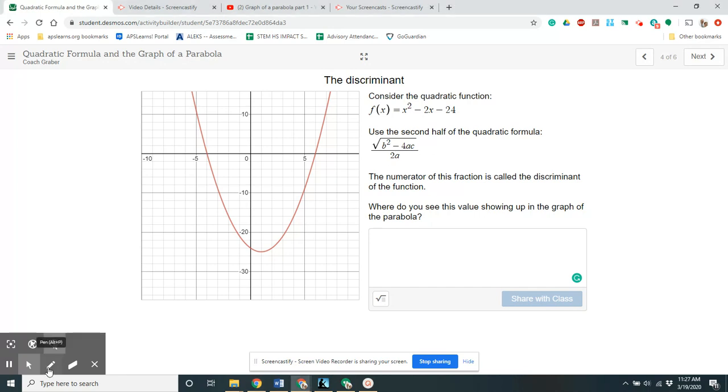And remember from our discussion of the quadratic formula that a, b, and c all come from this function here, where a is the number in front of x squared, which in this case would be 1, because there is no number there. The b is -2, the number with the x, and the c is the constant, which is -24, this number at the end here. So I'm going to put these numbers into this part of the formula.